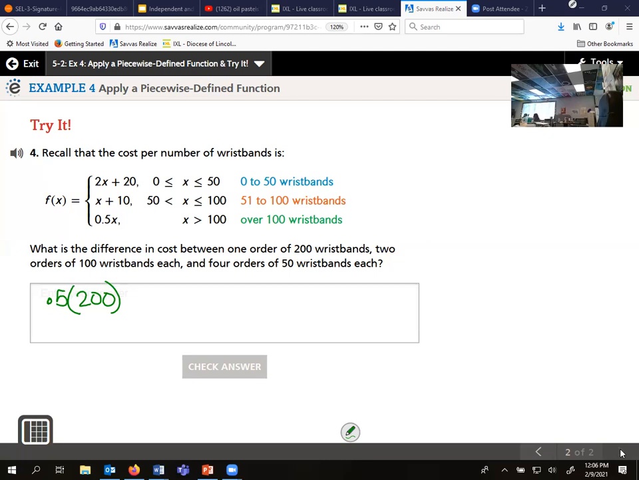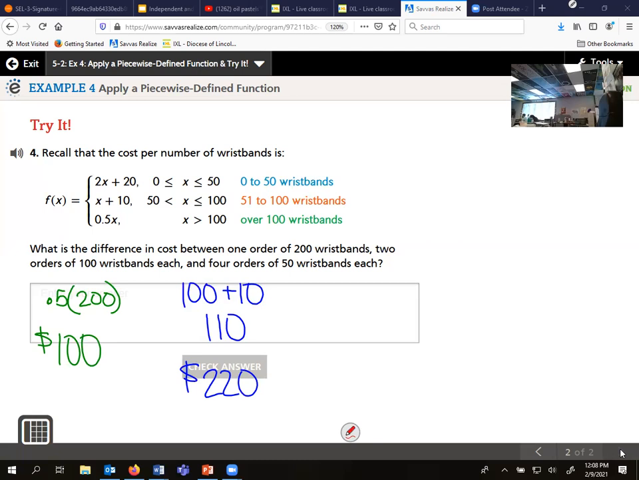Sometimes people will just order so many and then order more. Okay, we're going to see if it's more effective to buy in bulk, right? Or to order along the way. Okay, so let's start with one order of 200 wristbands. Which rule am I going to use? 1, 2, 3. 3. Okay, so we're going to take 0.5 times 200. How much will it be? $100. And so the 200 is $100.